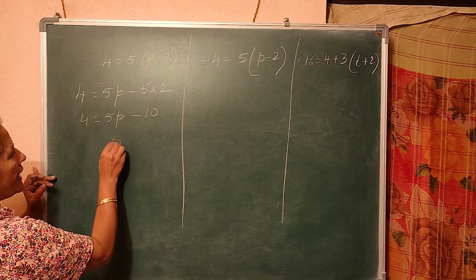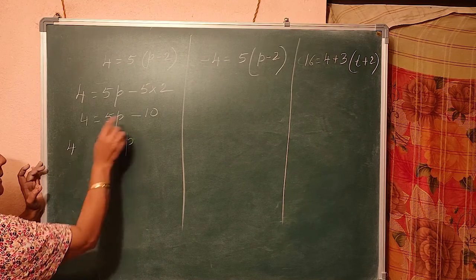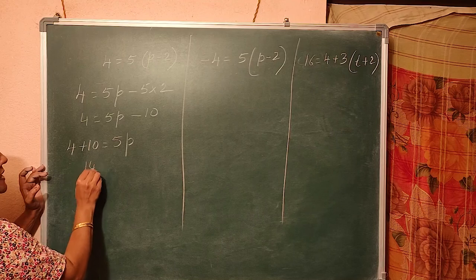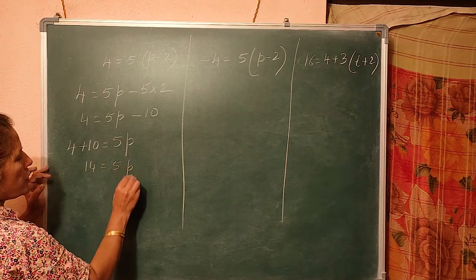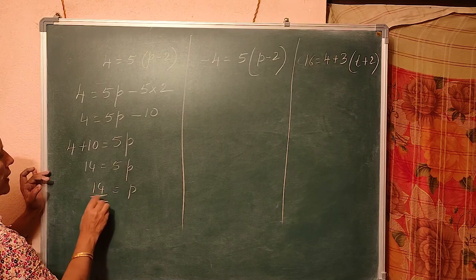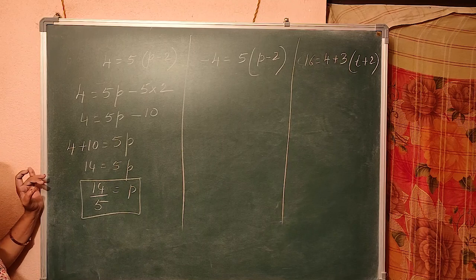5p is here, let it be here. 5p is equal to 4 minus 10, I take that side, plus 10. So 14 is equal to 5p. So p is equal to 14 divided by 5. Because 5 is multiplied, here it is divided.